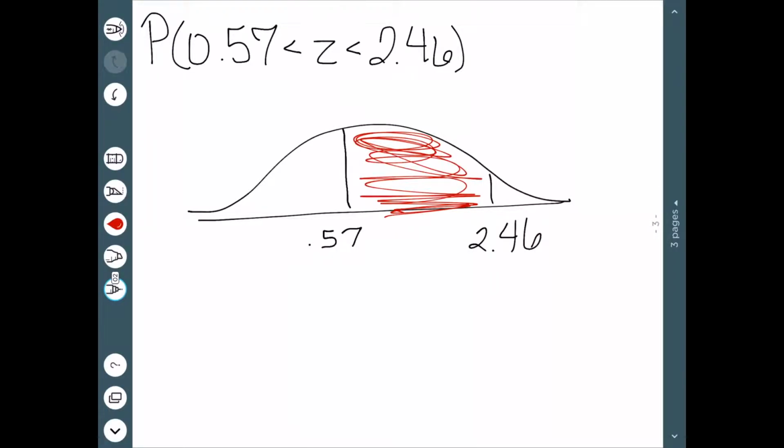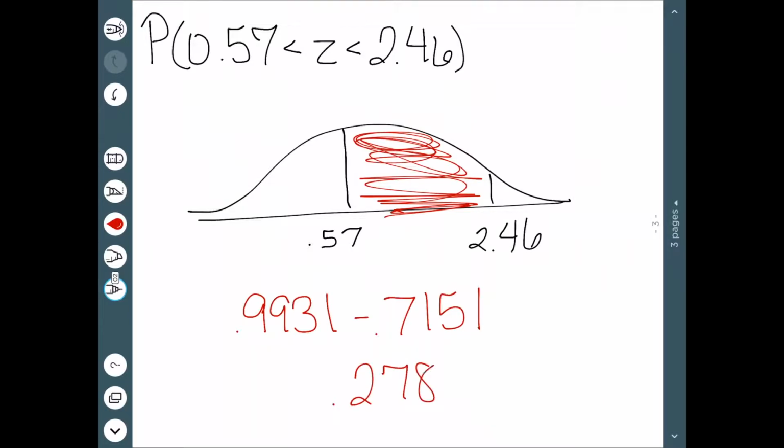Moving back, 2.46 gave me 0.9931, and 0.57 gave me 0.7151, and when I subtract them, I get 0.278, or 27.8%.